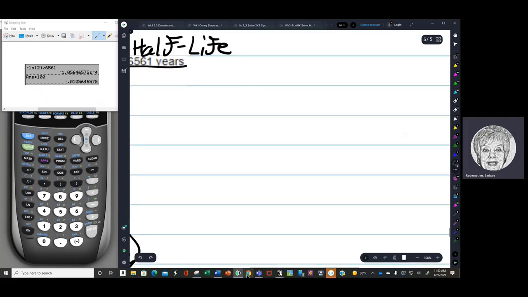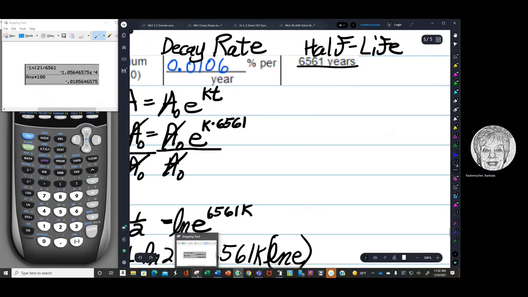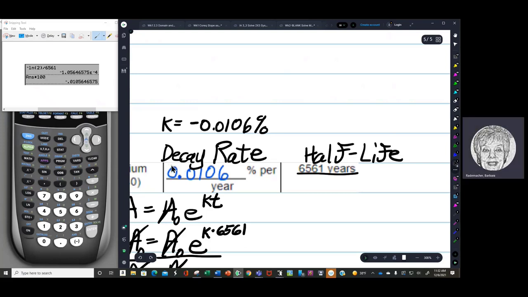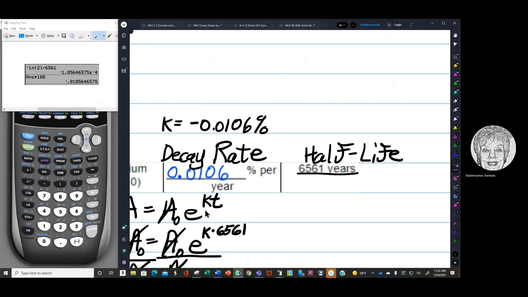So let's try to make something absolutely clear. k equals negative 0.0106%. That's what k equals. The decay rate, which already uses a word that means negative, doesn't need the negative sign. So you just write 0.0106. And my math lab provides the percent sign and the per year. And that, ladies and gentlemen, is radioactive decay.